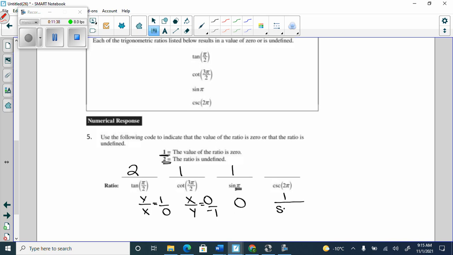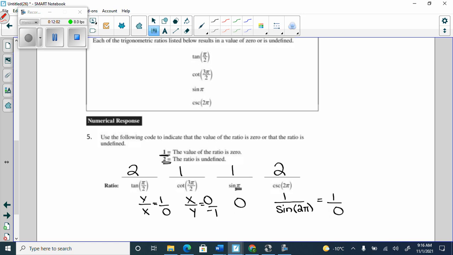And then cosecant of 2 pi is sine flipped, right? It's 1 over sine of 2 pi. What is sine at 2 pi? 0. So it's undefined. If you don't remember that cosecant is 1 over sine, you have a formula sheet that will tell you so. It's lovely, right?